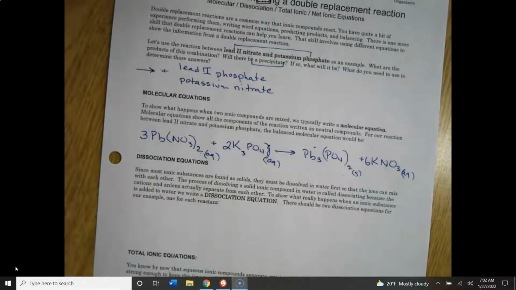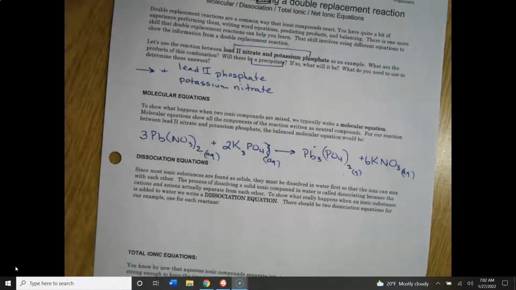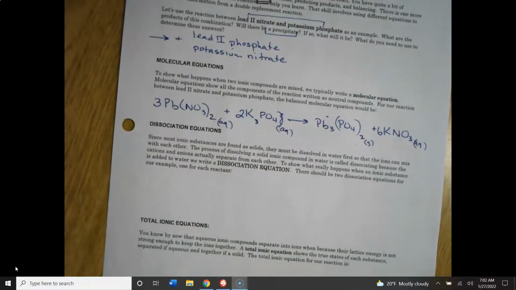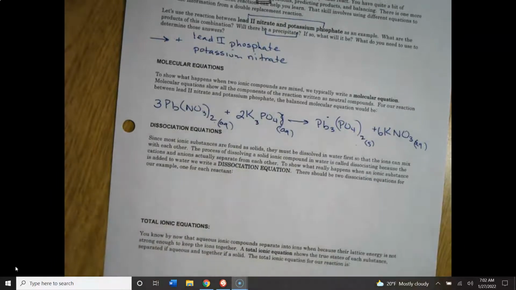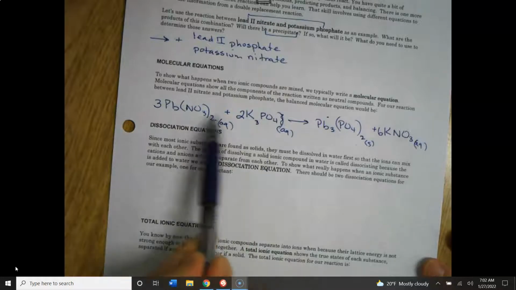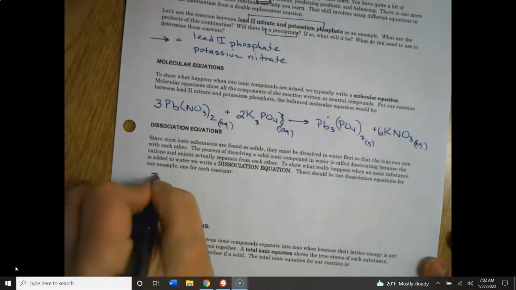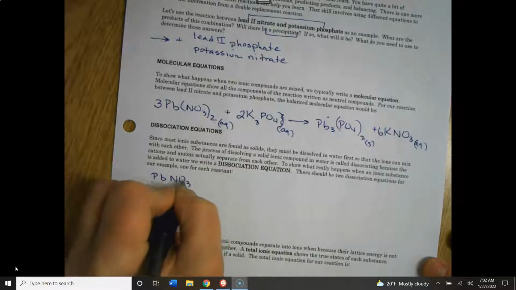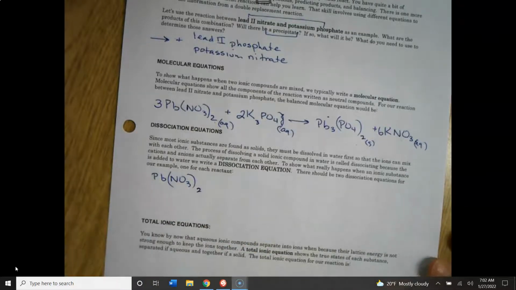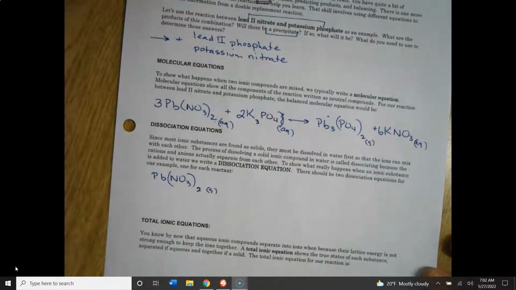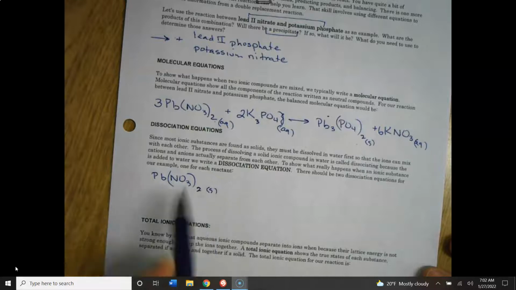But now we're going to show different equations in terms of just different pieces of information that you get from that equation that you can't necessarily get from the molecular equation. So dissociation equations actually focus on just the reactants. What a dissociation equation is going to do is show you what happens when we make this thing aqueous. So if we go from Pb(NO3)2 solid, right? When we put it in water, what happens? It dissolves. But it just doesn't become AQ, does it?